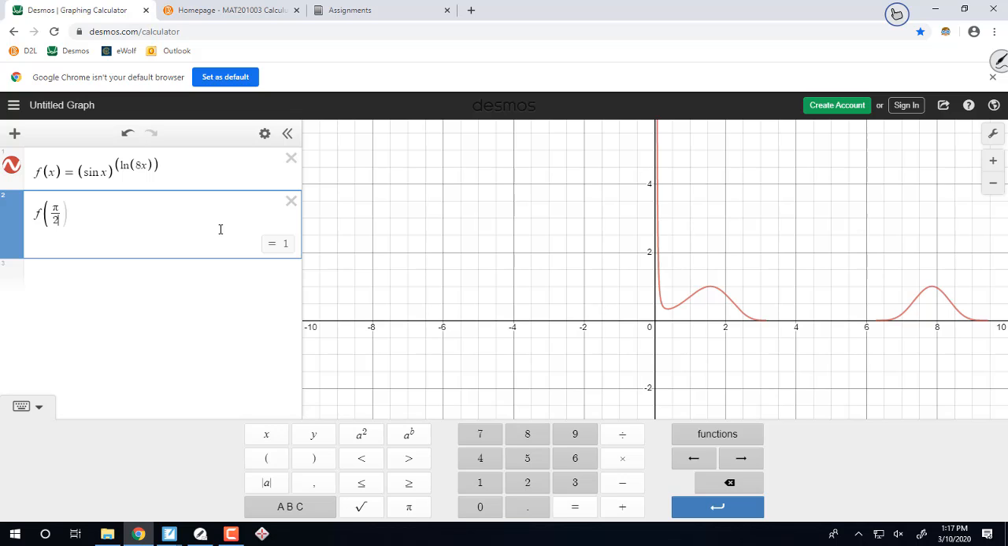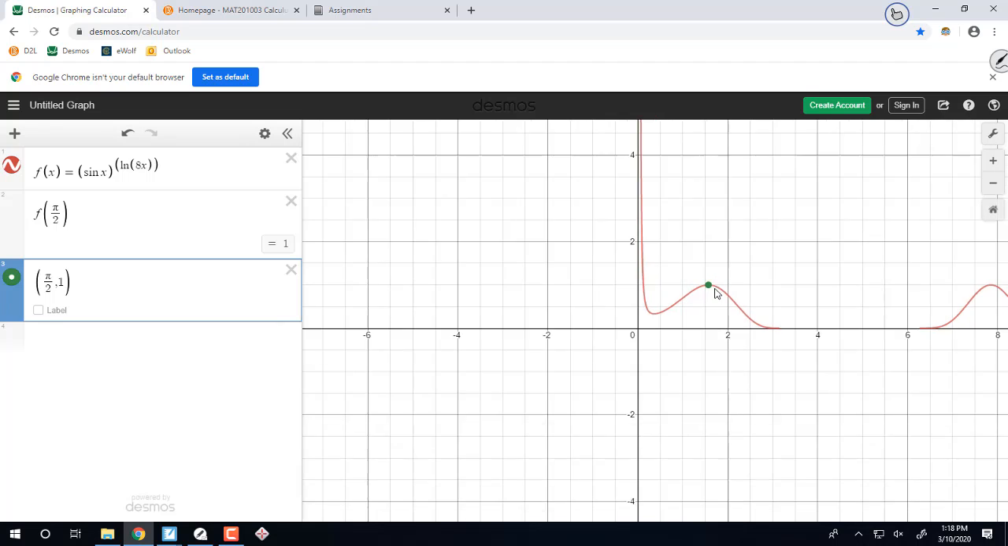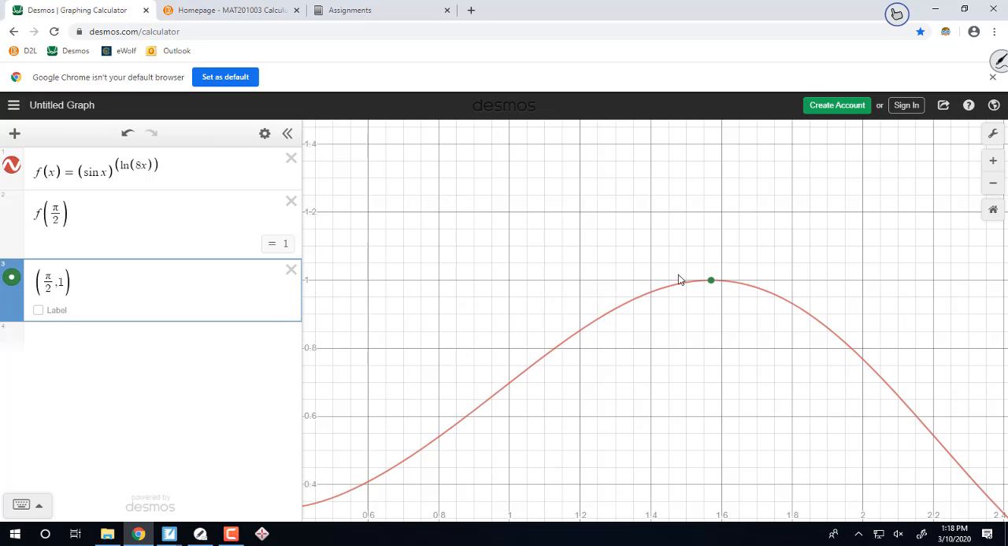So we're going to plot the point pi over 2, 1, just so we know this is on this function. This is where we're finding the slope of the tangent line. So we can see it's at one of those peaks, so we would expect the tangent line to be horizontal right there, which is what we got.